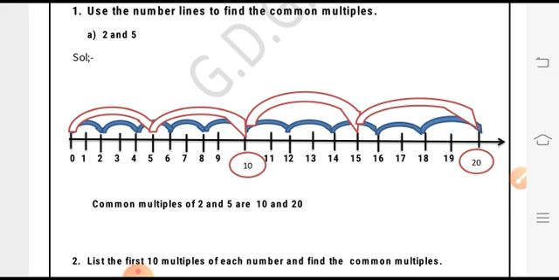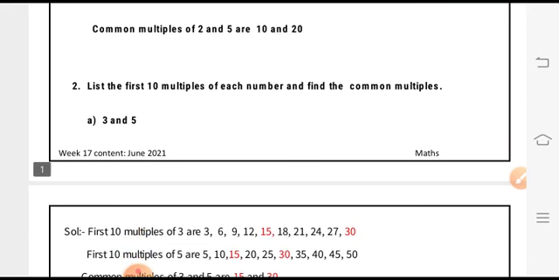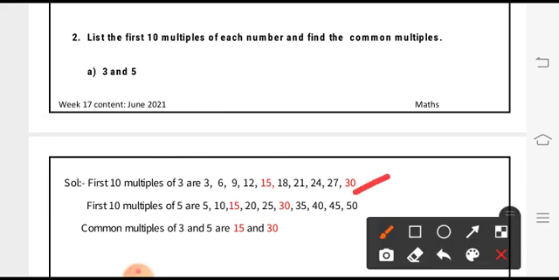Then question number 2 is copy work. Here we have to list the first 10 multiples of each number and then find the common multiples. Part first is 3 and 5. First 10 multiples of 3 are up to 30, and then first 10 multiples of 5 are up to 50. And here you can see that 15 is present in both and 30 is present in both.